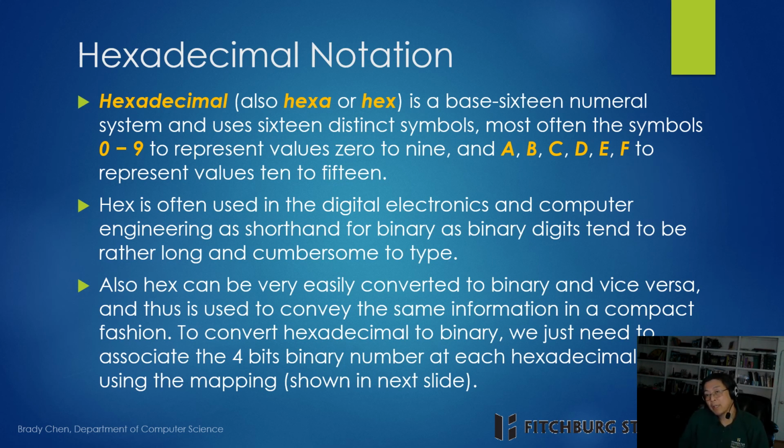So we will wrap up this module 4 with hexadecimal notation. In the next 3 slides, we're going to talk about hexadecimal notation, also known as hexa or hex. Hexadecimal is a base 16 numeral system and uses 16 distinct symbols. Most often the first 10 symbols are the same as decimal. However, for the additional 6 symbols, we're going to use the English letters A to F.